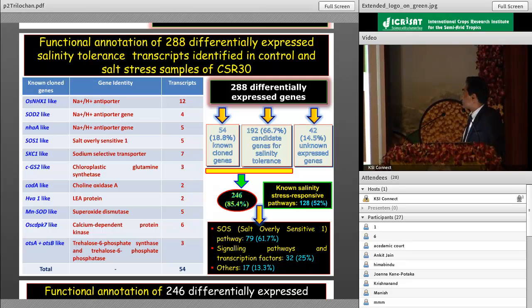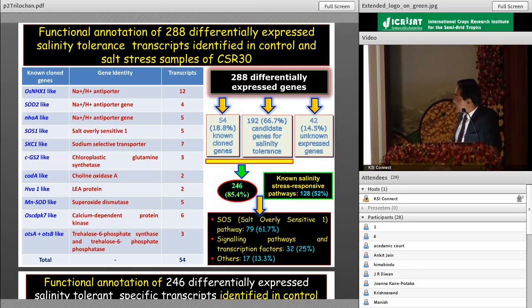And if one takes this together, about 85% are known salinity stress responsive genes, and for 128 of them the pathways are well known. For instance, SOS pathway, 79 of them, signaling pathways, 32 of them, and so on and so forth. So what does it really indicate? It indicates that when stress is imposed, all kinds of genes are getting differentially expressed, cutting across pathways and the gene classes. And that's what is indicated here.